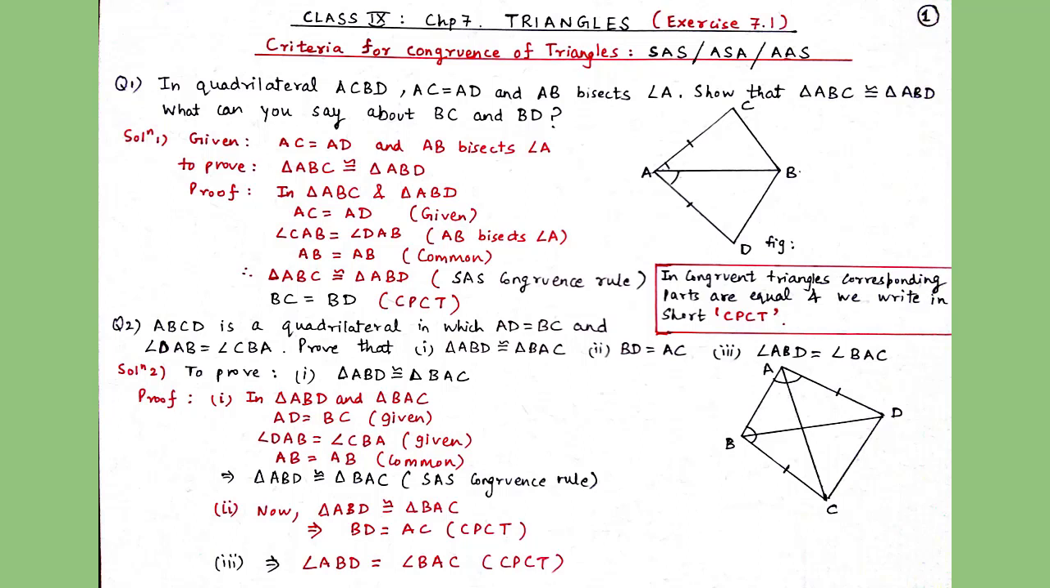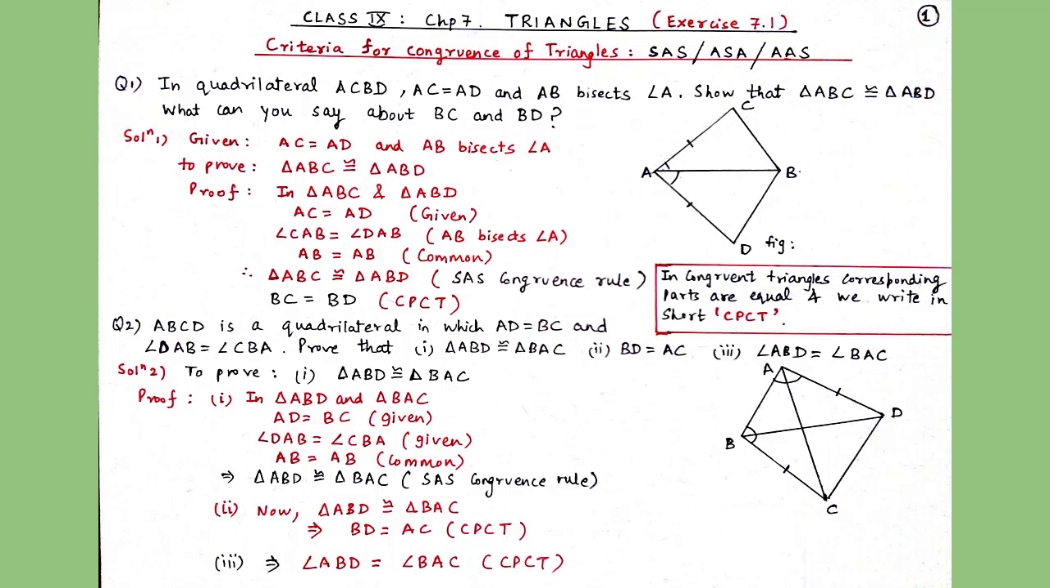Students, our first question for today is: in quadrilateral ACBD, AC is equal to AD and AB bisects angle A. Show that triangle ABC is congruent to triangle ABD. And what can you say about BC and BD? According to our figure, the given condition is that AC is equal to AD and AB bisects angle A, which means, students, that angle CAB is equal to angle DAB.